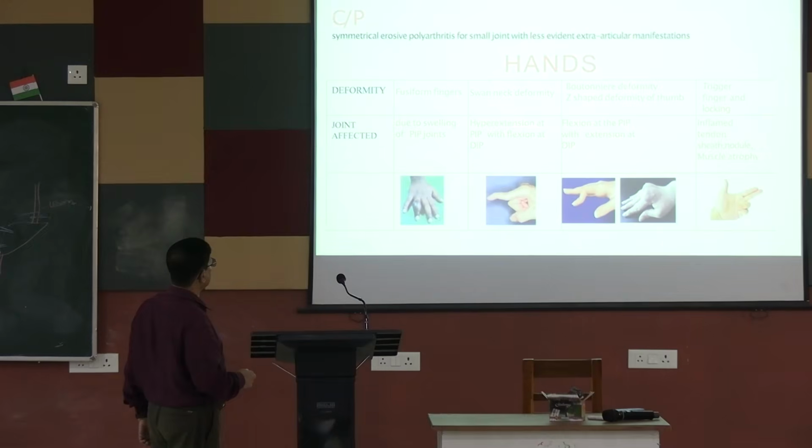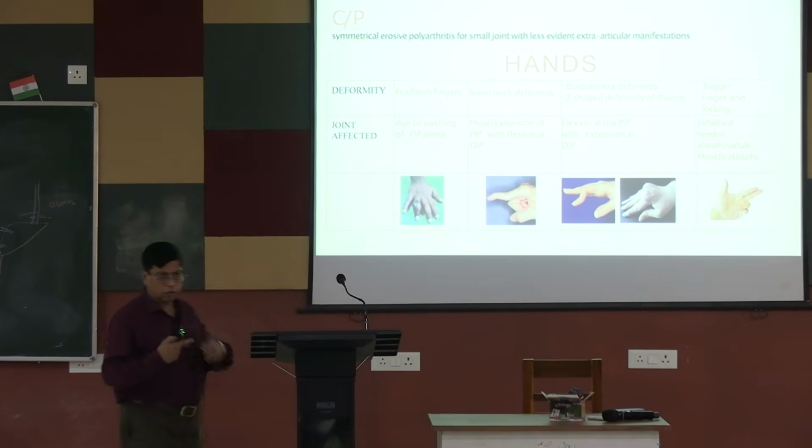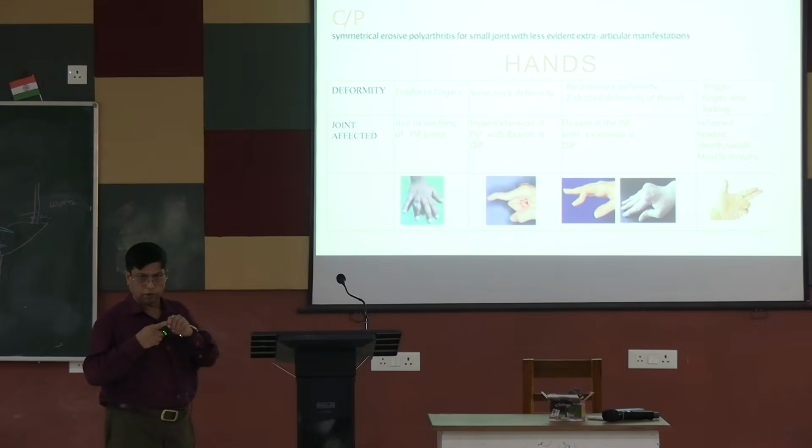Swan neck deformity: there is hyperextension of the PIP, and there is flexion of the DIP. This is called swan neck deformity. You can see it, swan neck deformity. But I have told you the distal interphalangeal joints are not involved. But here is the flexion of the distal interphalangeal joints.